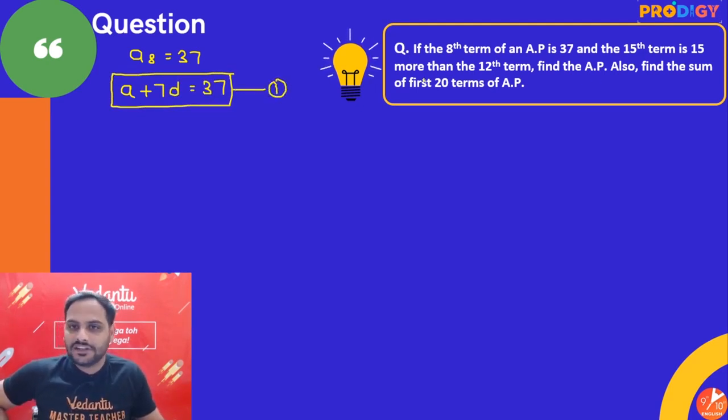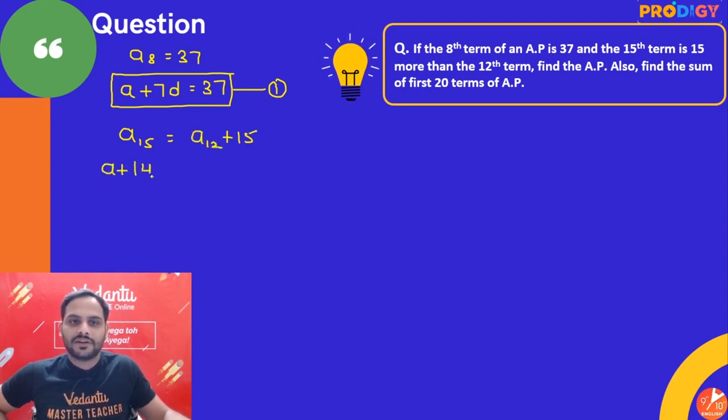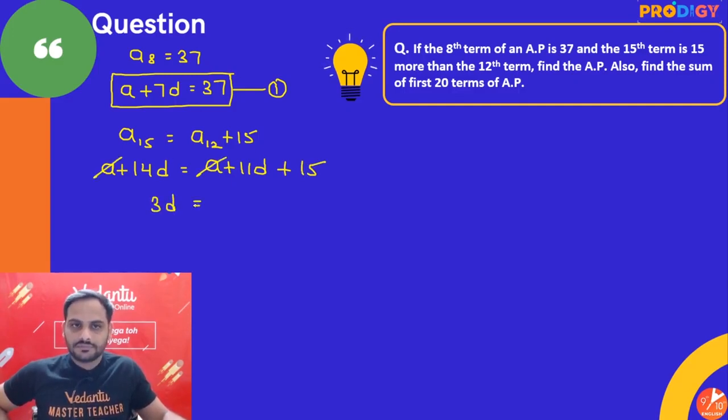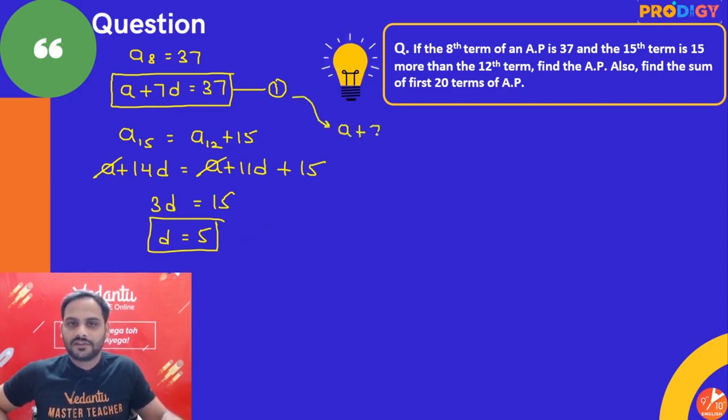15th term is 15 more than 12th term. So A plus 15 minus 1, 14D is equal to A plus 12 minus 1, 11D, plus 15. A to A got cancelled, shift 11 over there. 3D is 15. D is equal to 5. Put D equal to 5 in the first equation. So A plus 7 into 5 is equal to 37. So you'll get A is equal to 37 minus 35, 2.